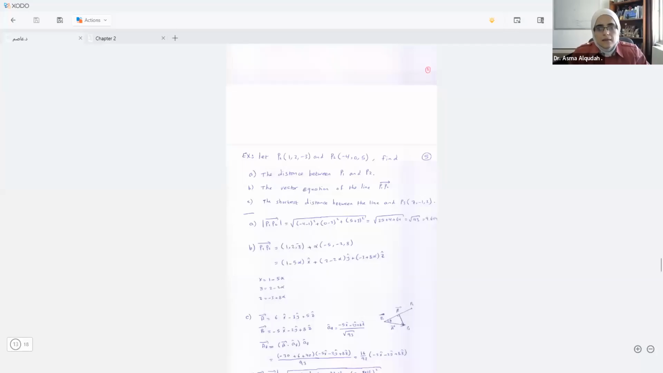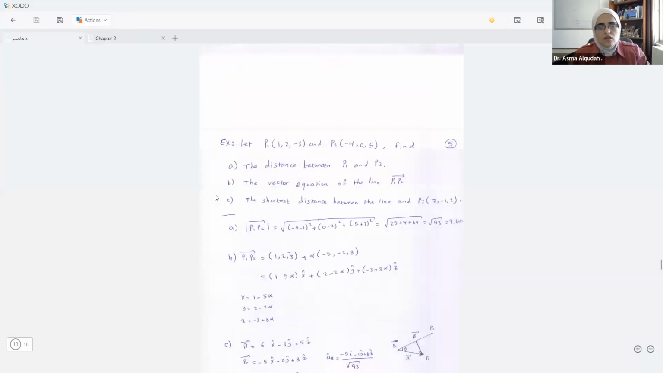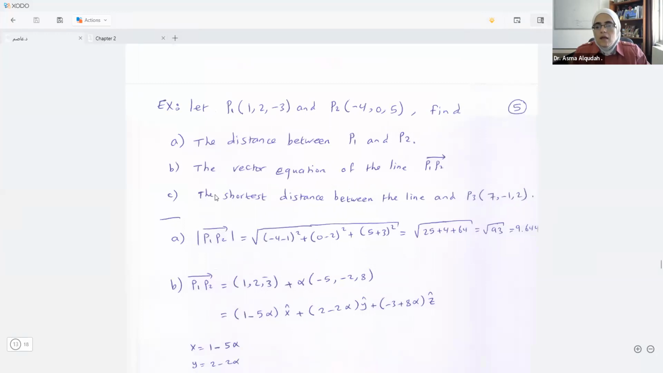فبنستكمل فيها المادة اللي بلشنا فيها الأسبوع هذا، واللي كانت عن parametric equations of a line. اوكي.